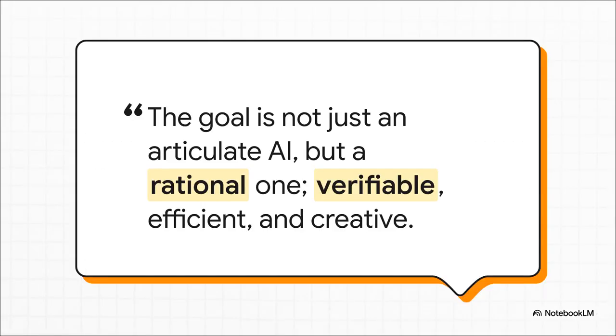Ultimately, this quote from the project's own documents really says it all. It's a complete shift in the objective. The goal isn't just to build an AI that can talk like a person, but one that can reason like one, and maybe even more consistently. An AI that we can verify, that's efficient, and that can be genuinely creative.